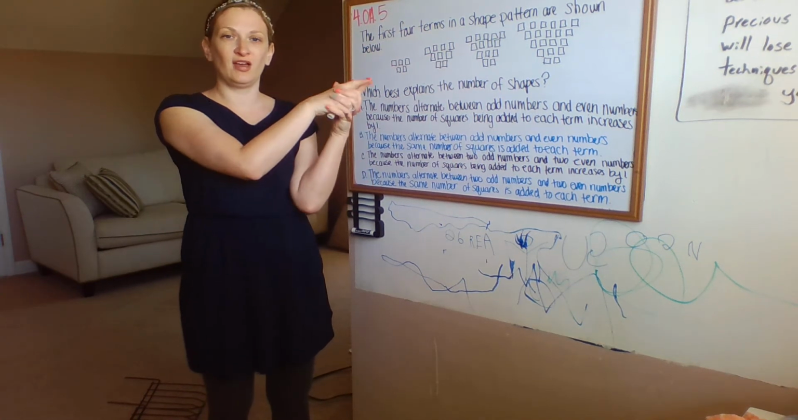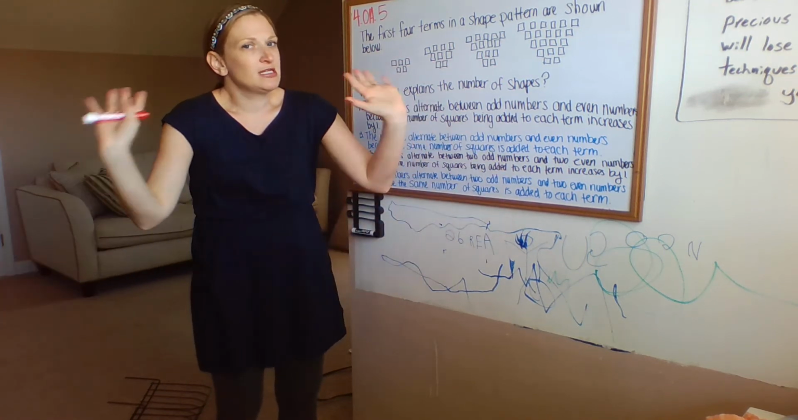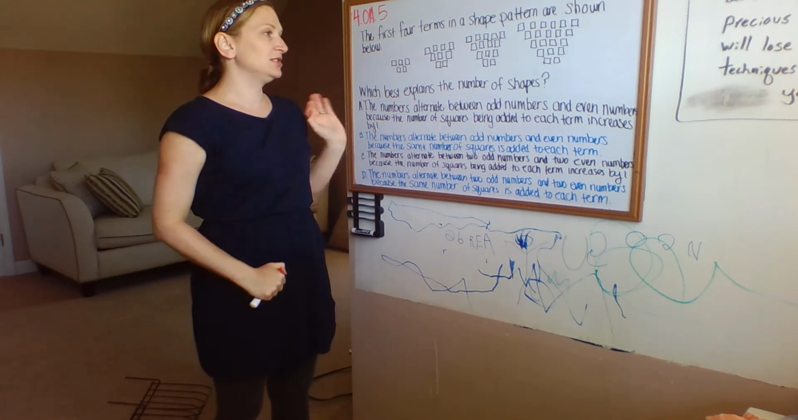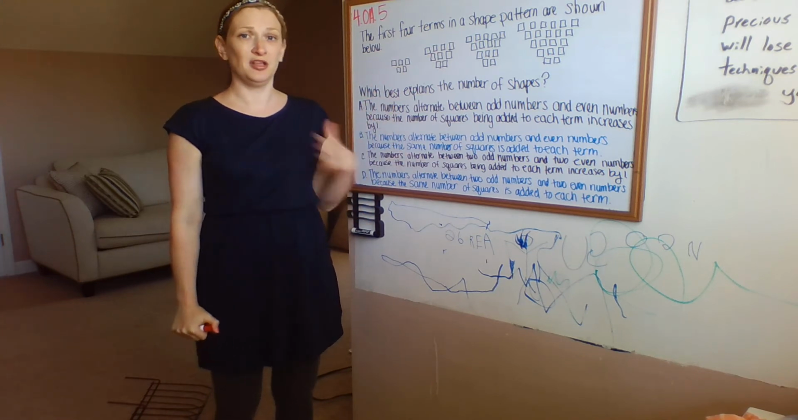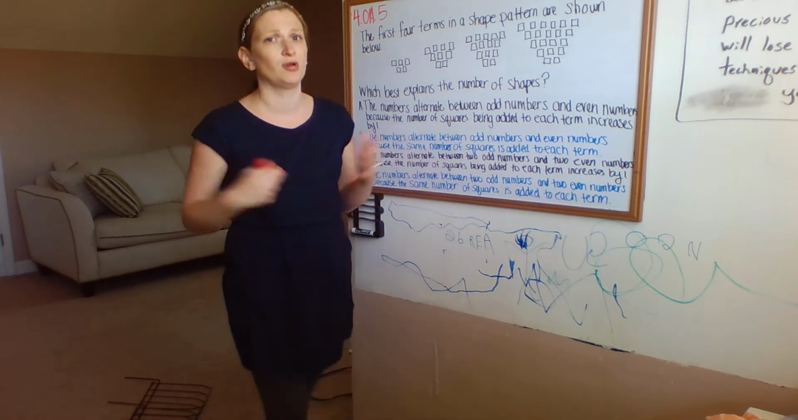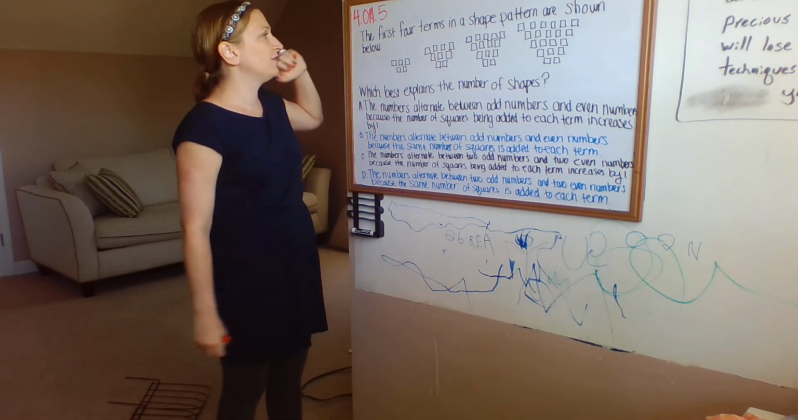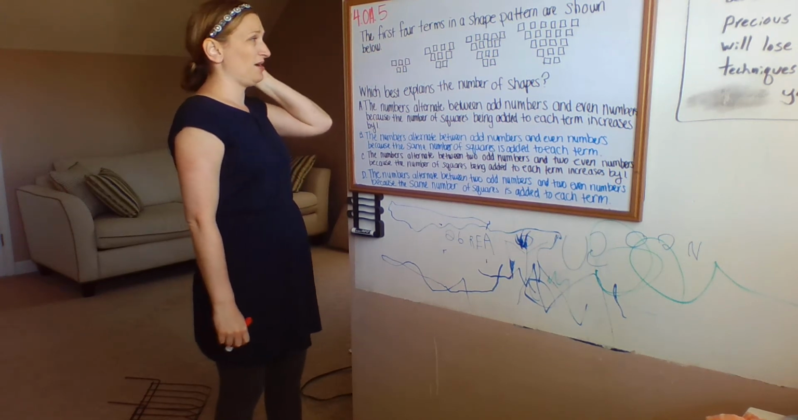So 4.OA.5, this time we have a pattern, which took a very long time to write down, but I picked this one because there's a lot going on and there's just some good tips that I can go over while we're doing this. So let's start at the top. Okay, it says the first 4 terms in a shape pattern are shown below.